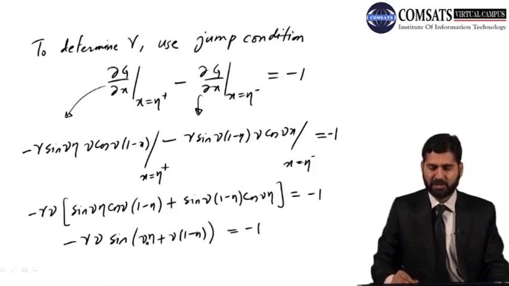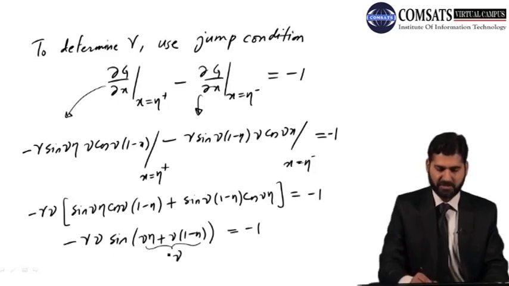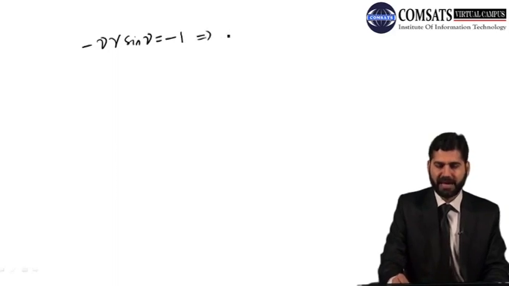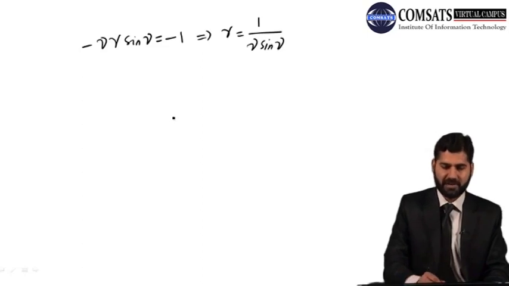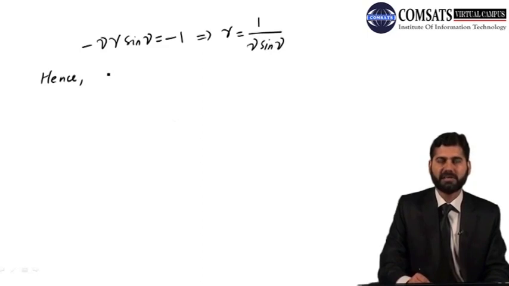Here nu eta will cancel out, so this is just nu. Sine nu is left inside. All right. So nu gamma sine nu is equal to negative 1, or with the signs cancelling, nu gamma sine nu equals 1. So from here your gamma is 1 over nu sine nu. So this is your gamma, and now your Green's function is completely determined.